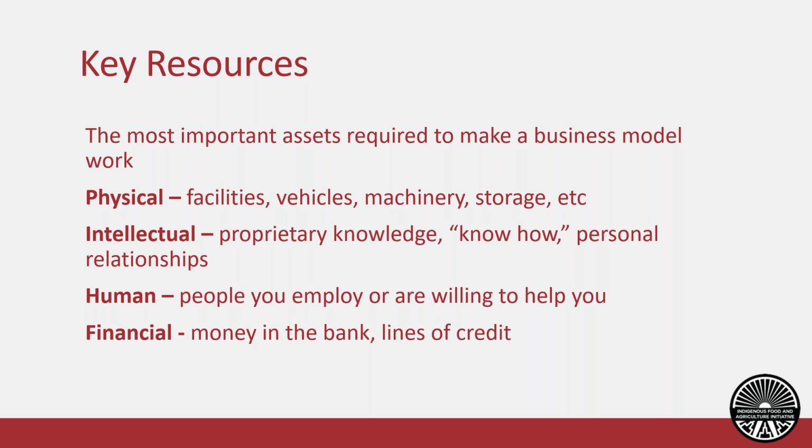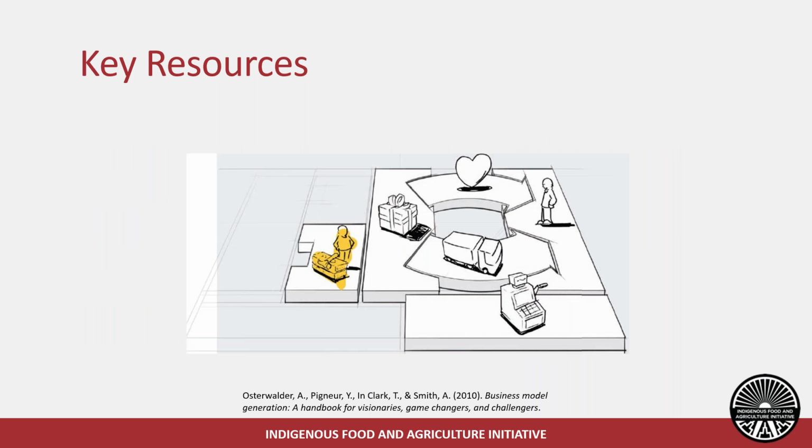Moving into human resources, these are folks that you employ or folks that are willing to help you. Maybe you have a family member that's really good at computers that would be willing to help build a website for you, or someone who's really good at graphic design that's your friend that would be willing to help you out. These are human resources. And financial resources. So that's money in the bank, lines of credit. Maybe you have access to certain grants that would provide money. These financial resources can be leveraged to make your business model work and move it forward. That's where it is on the canvas.